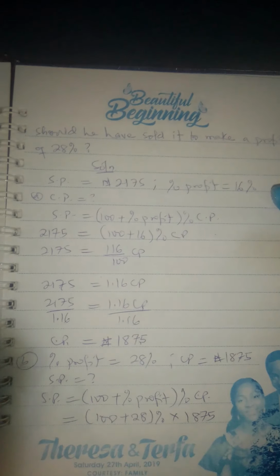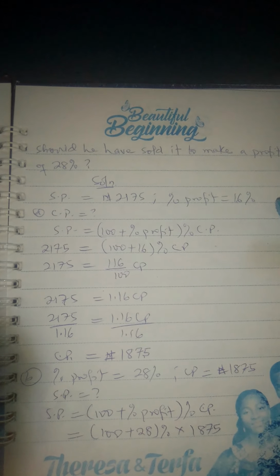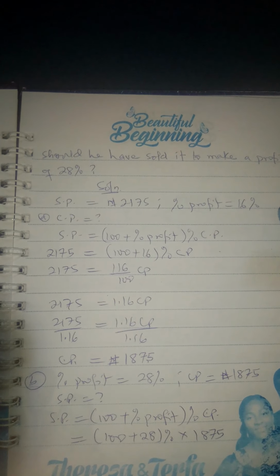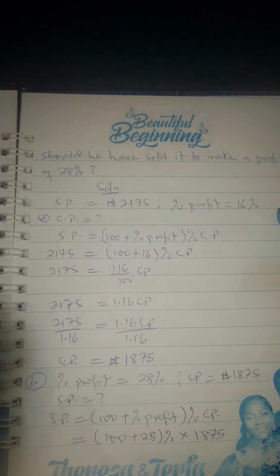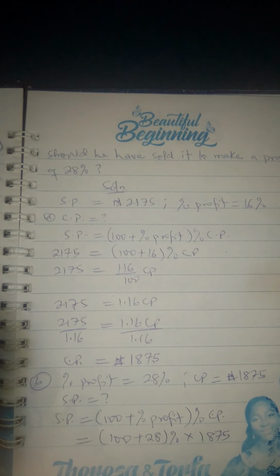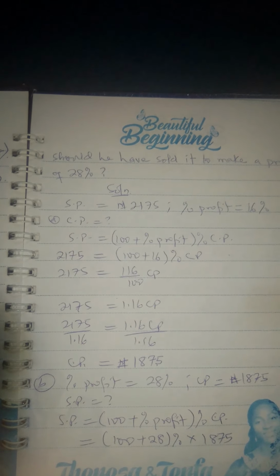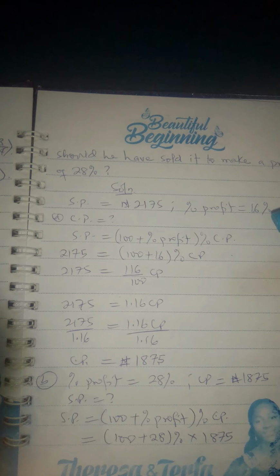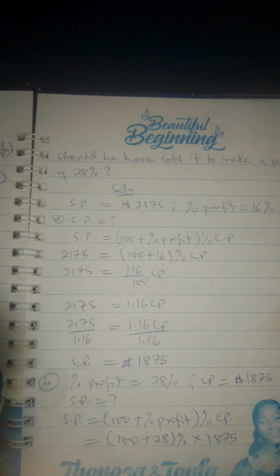I'm still going to use the same formula, that is selling price is (100 + percentage profit)% of cost price. Make your substitution, replace your selling price with 2,175, your percentage profit with 16, and your cost price as cost price. 100 plus 16 is 116. 116% means 116 over 100, and that gives 1.16. No approximation. Divide both sides by 1.16, and your cost price will be 1,875 naira.